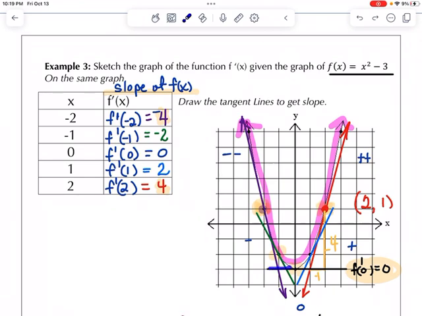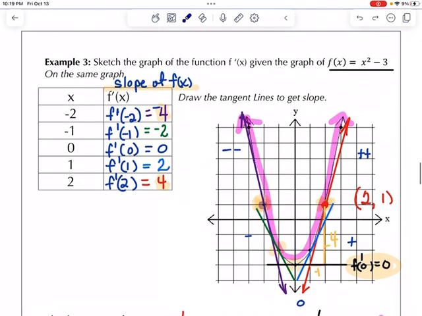And then I come around to x is equal to 0. Then I have that tangent line whose slope is 0. F prime is 0 there. And then I go to 1, it's 2. And then again here, this last red one is going to be +4. So what we want to do is draw the tangent lines to get the slope of the graph of f of x, and then we're going to draw the graph of f prime.